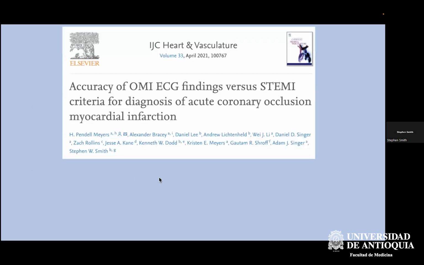So we looked at the accuracy of OMI ECG.